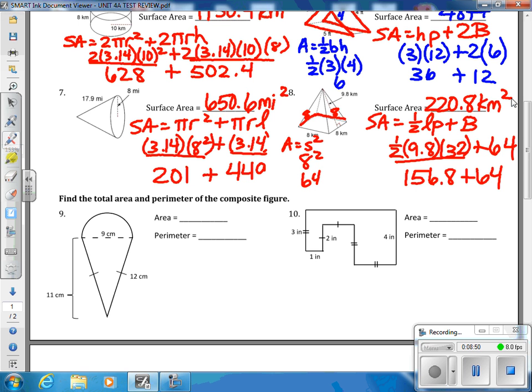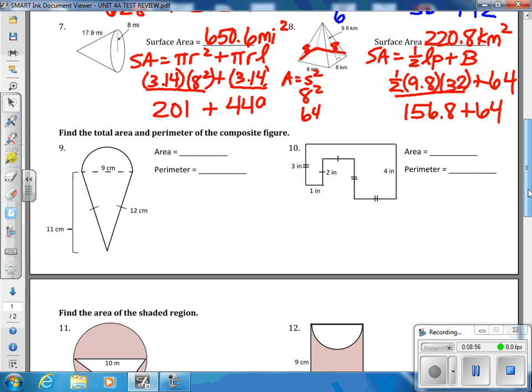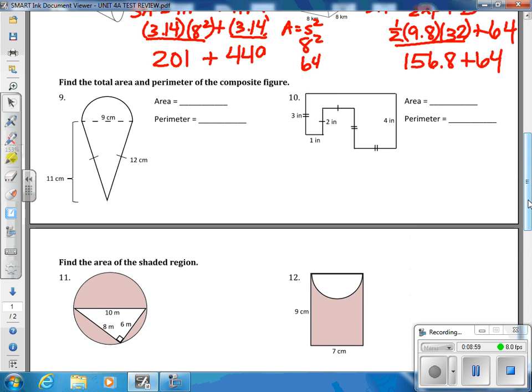All right, so in the next section for 9 and 10, you're dealing with flat two-dimensional shapes. So we're not using surface area or volume. We're using plane area. And you're going to have to divide these whole shapes into separate formulas to calculate the entire area. So again, you're finding total area, which means you have to add some things up, and the perimeter, which is around the outside of the shape.